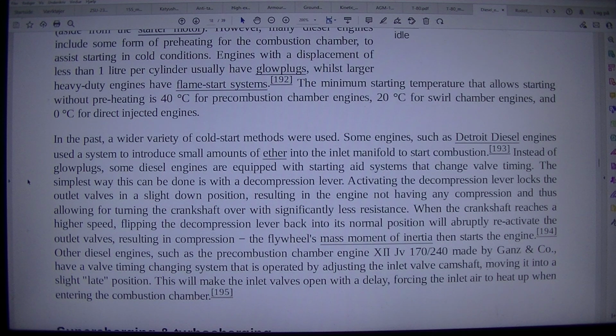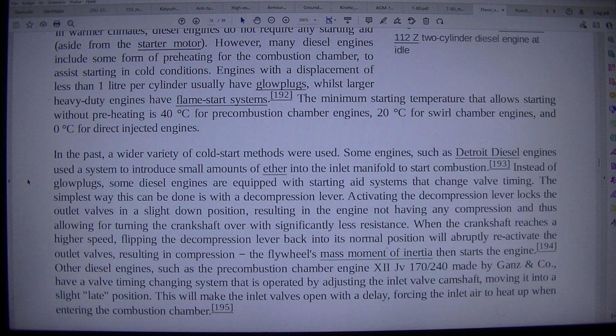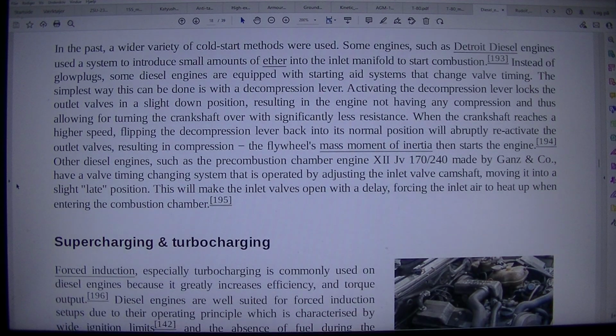193. Instead of glow plugs, some diesel engines are equipped with starting aid systems that change valve timing. The simplest way this can be done is with a decompression lever. Activating the decompression lever locks the outlet valves in a slide down position, resulting in the engine not having any compression and thus allowing for turning the crankshaft over with significantly less resistance. When the crankshaft reaches a higher speed, flipping the decompression lever back into its normal position will abruptly reactivate the outlet valves, resulting in compression. The flywheel's mass moment of inertia then starts the engine.